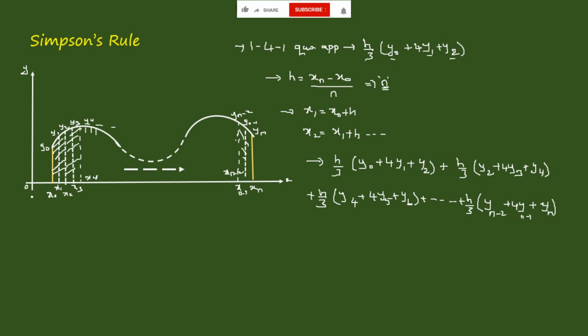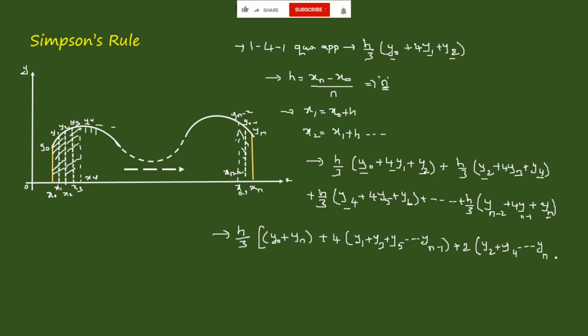We divide this particular graph, find the area of each part, and add them. Now when you add these, we get h by 3 into y0 and yn, which are repeated only once, so it becomes y0 plus y of n, plus 4 times y1 plus y3 plus y5, and so on to y of n minus 1, plus 2 times, since y2 is repeated twice and y4 is repeated twice, y2 plus y4, and so on to y of n minus 2. This is the general formula of Simpson's rule.